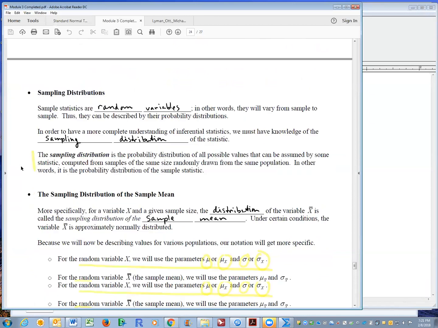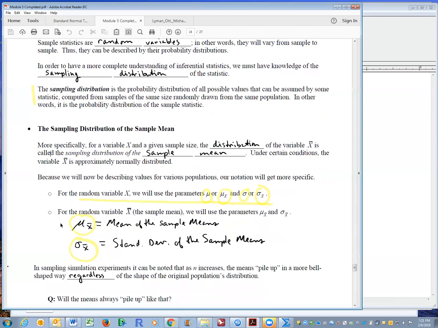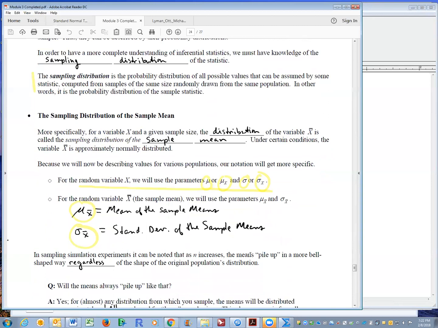Page 23, page 24, sampling distributions. So the idea here is basically we've taken a sample from some population, and we summarize that sample by taking X bar. All right, so we have a sample mean X bar, and the question here is, what is the distribution of X bar? First of all, the mean of X bar is the mean of the sample means, and the standard deviation of X bar is the standard deviation of the sample means.